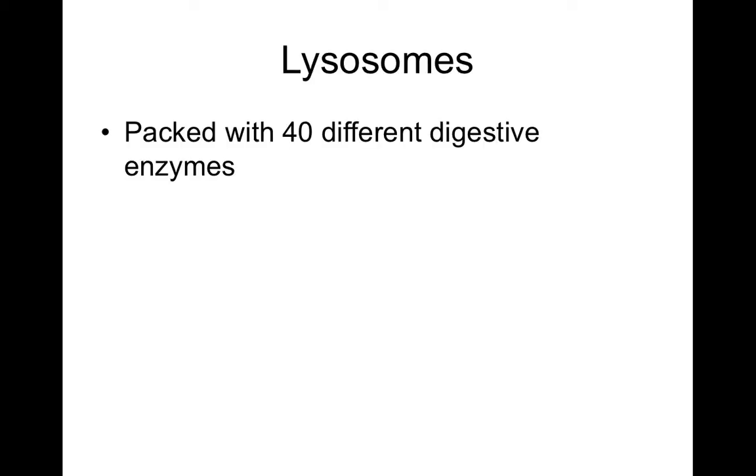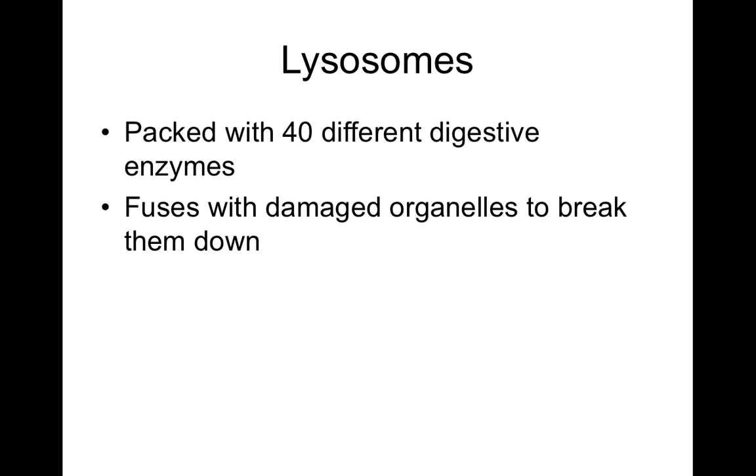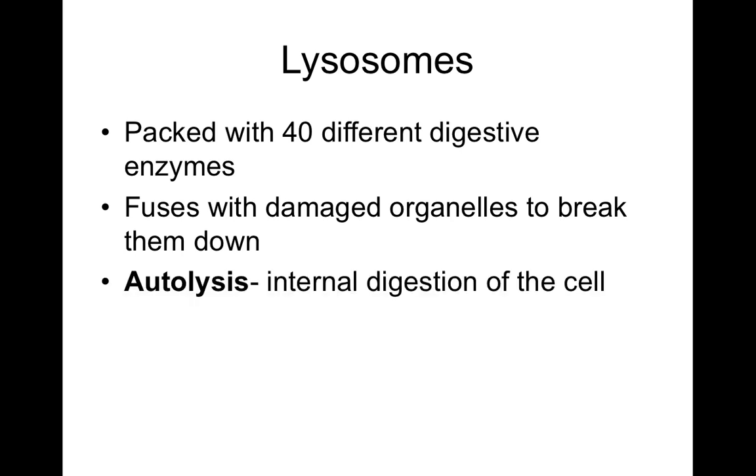Lysosomes, we talked about this. 40 different digestive enzymes. Lysosomes are very important, as we saw in the hidden universe life of the cell. They fuse with damaged organelles to break them down. And this also plays a large role in autolysis, which is internal digestion of the cell, which occurs when the cell becomes diseased with a virus or just basically gets old and broken down.